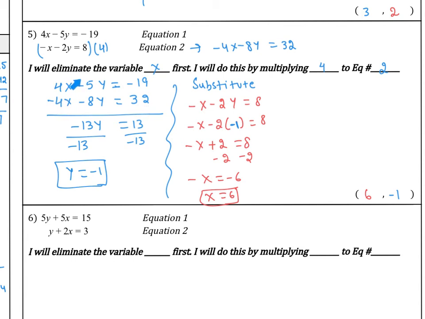4x and negative 4x cancel. What you're going to get here is negative 13y. 32 minus 19 is 13. Divide by negative 13 on both sides. You're going to get y equals negative 1.